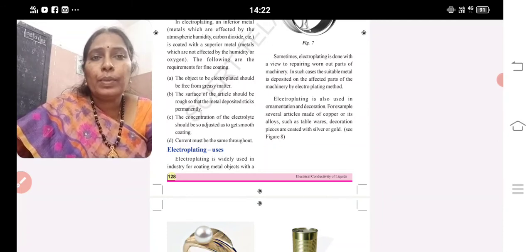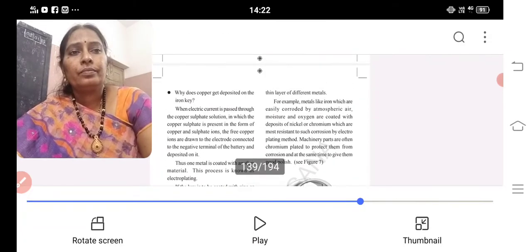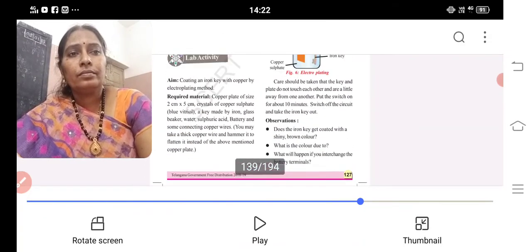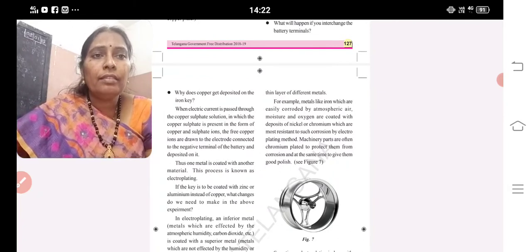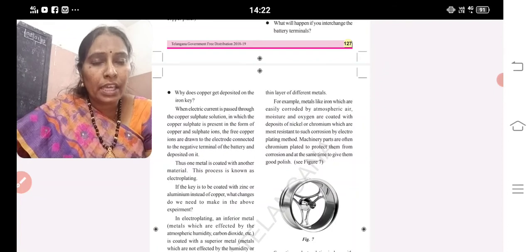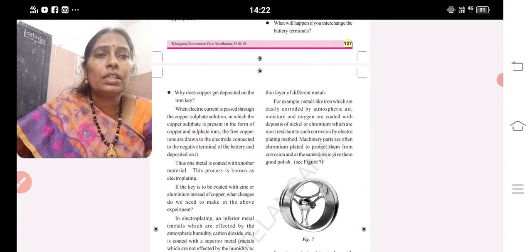Electroplating and its uses. Electroplating is widely used in industry for coating metal objects with layers of different metals. For example, metals like iron, which are easily corroded by atmospheric air, moisture and oxygen, are coated with deposits of nickel or chromium, which are most resistant to corrosion, by the electroplating method. Machinery parts are often chromium plated to protect them from corrosion and at the same time to give them a good polish.